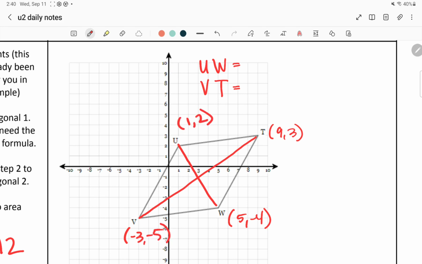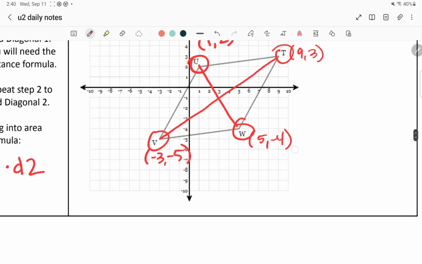So I'm going to plug all of those in to my appropriate distance formulas, right? U to W, we're going to only want U and W. V to T, we're going to want V and T. Okay? When I plug those in, I get U to W is 2 square root 13. V to T is 4 square root 13. That's diagonal 1 and diagonal 2.